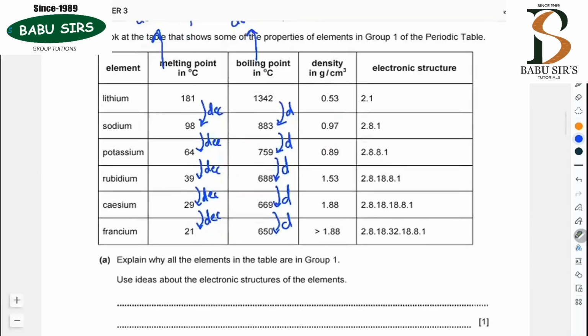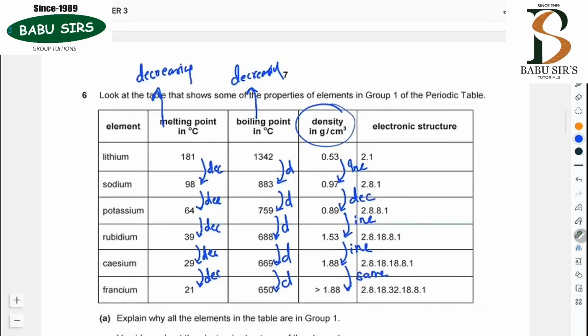Now if you see the density, here it is increasing. Here it is decreasing. So there is a problem here. And again here it is increasing. Here it is increasing. And here it is same. So density you cannot predict. Sometimes it is increasing and sometimes it is decreasing and sometimes it is same.